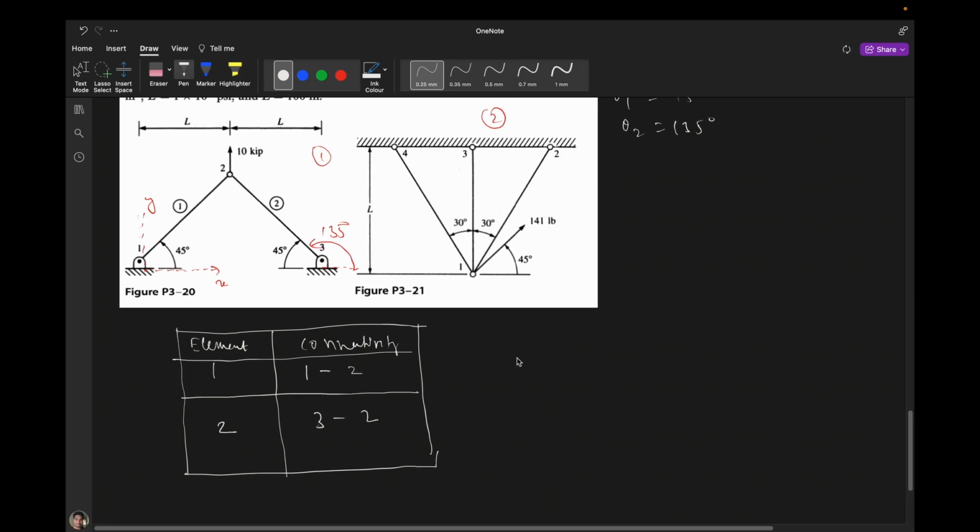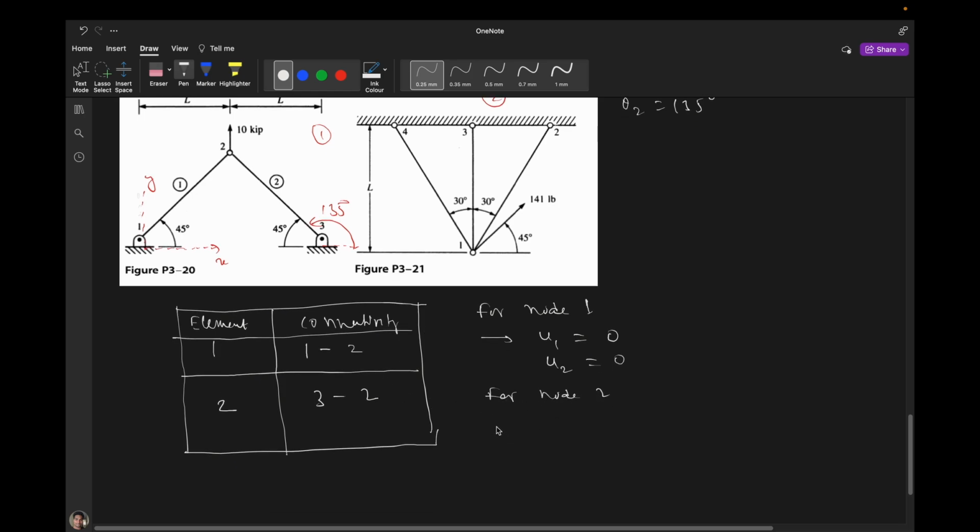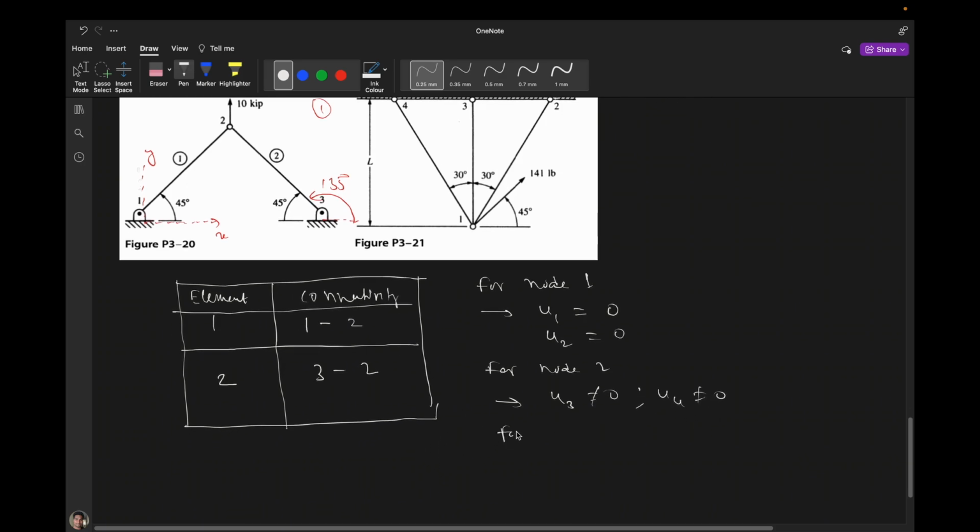And also, we will use the same nomenclature as sir has taught us. For node 1, we have u1 equal to 0 and u2 equal to 0. Similarly, for node 2, you can see that here 1 2, then we need to write it as u3 and u4. So u3 is not equal to 0 and u4 is also not equal to 0. And for node 3, we can see that u5 equal to 0 and u6 is also equal to 0. These are the displacement boundary conditions.